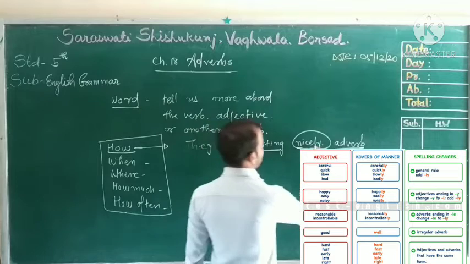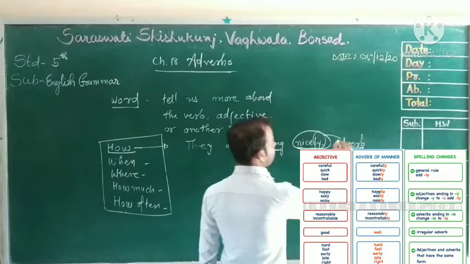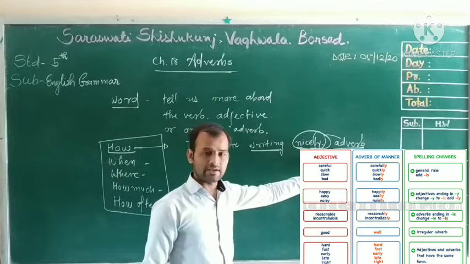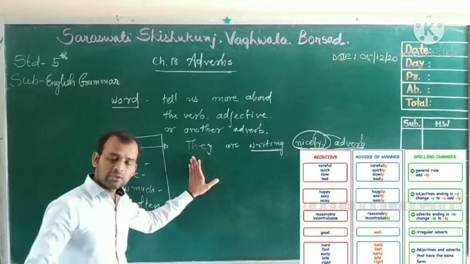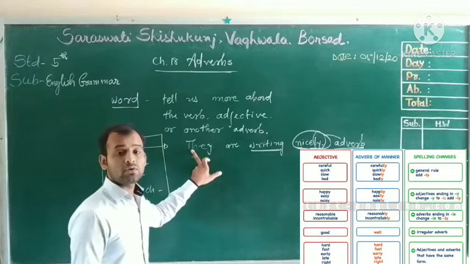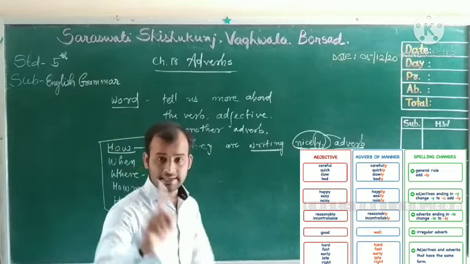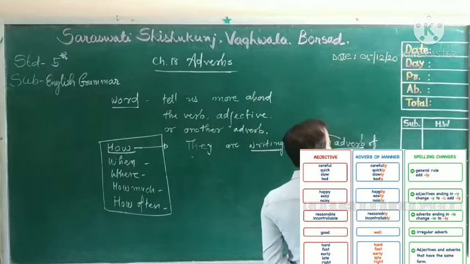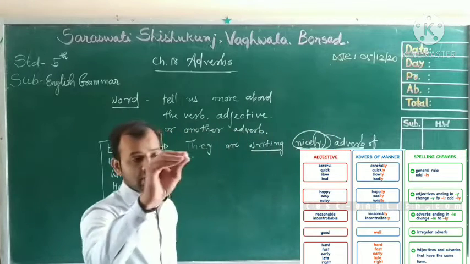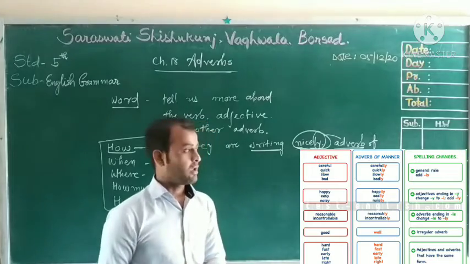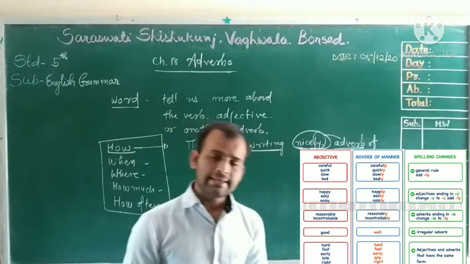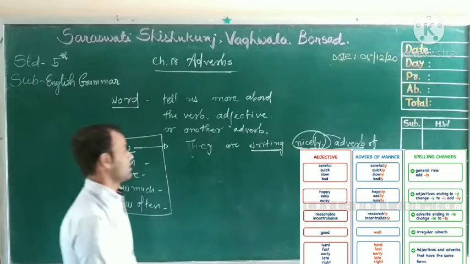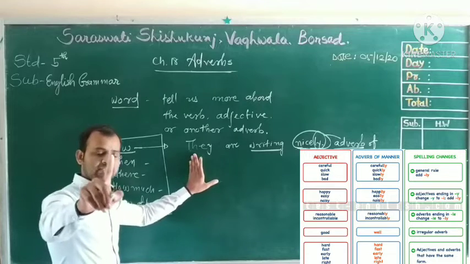Most adverbs end with ly. So here nicely is an adverb. This adverb is called an adverb of manner. Because there are 5 types of adverb: adverb of manner, adverb of time, adverb of place, adverb of degree, and adverb of frequency. So they are writing nicely, it means it's the adverb of manner.